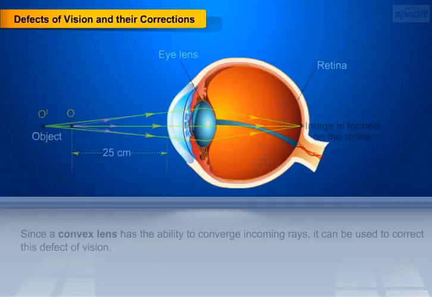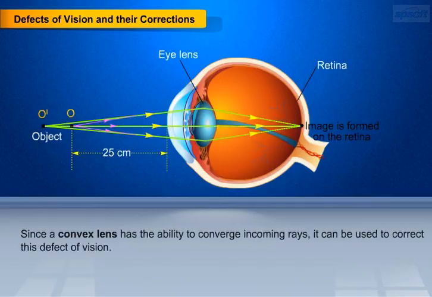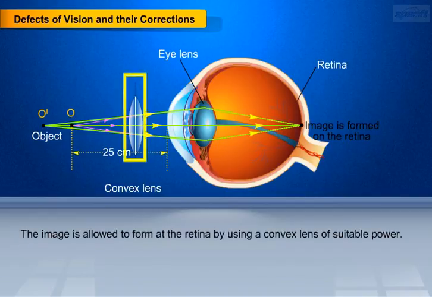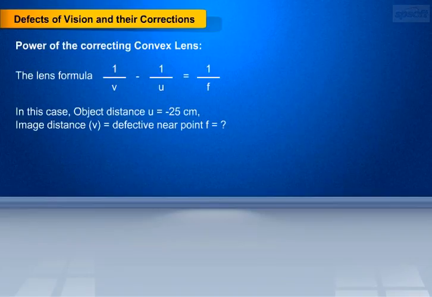To correct this defect, a convex lens is used. This has the ability to converge incoming rays. After placing the convex lens in between the eye lens and the object, the image is allowed to form at the retina. To calculate the focal length for a hypermetropic eye, object distance u is equal to minus 25 centimeters.